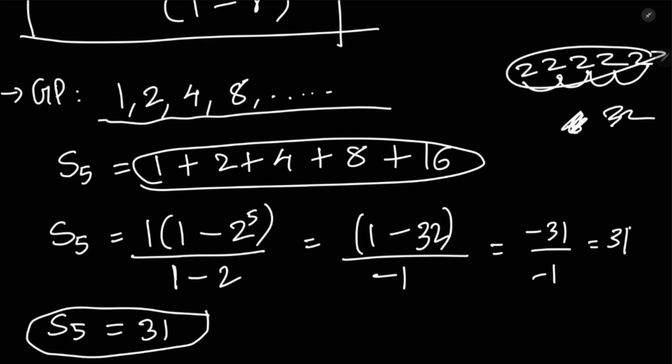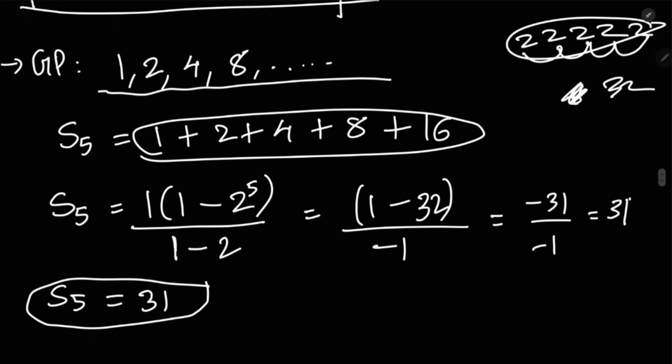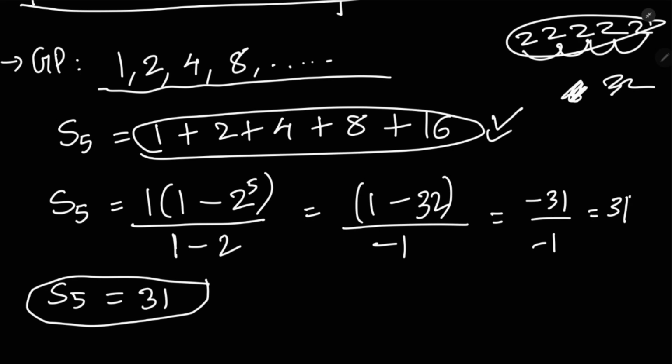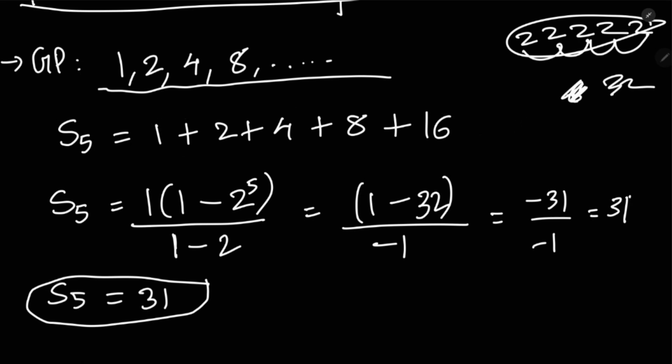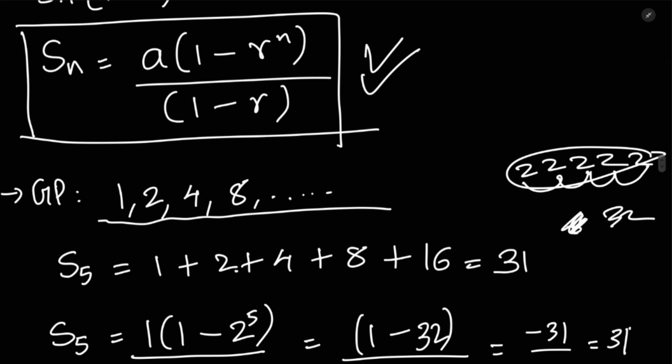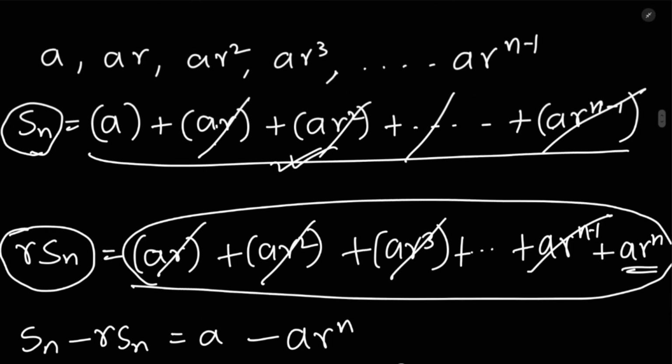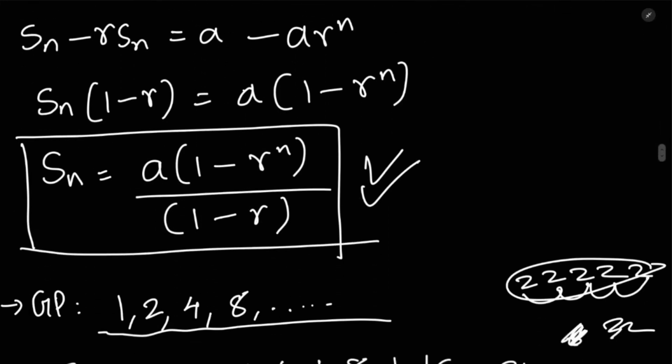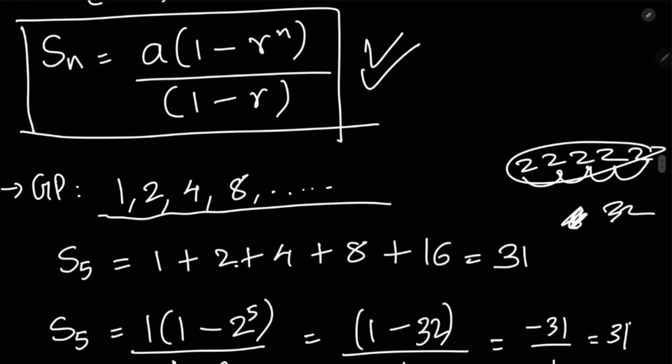Now let's check this by actually adding up all these terms here. Okay, I'll just write it alongside this. So here 1 plus 2 is 3, 3 plus 4 is 7, 7 plus 8 is 15, and 15 plus 16 will be 31. So this formula is indeed giving us the expected result, and you can check this derivation again more carefully to derive this formula.